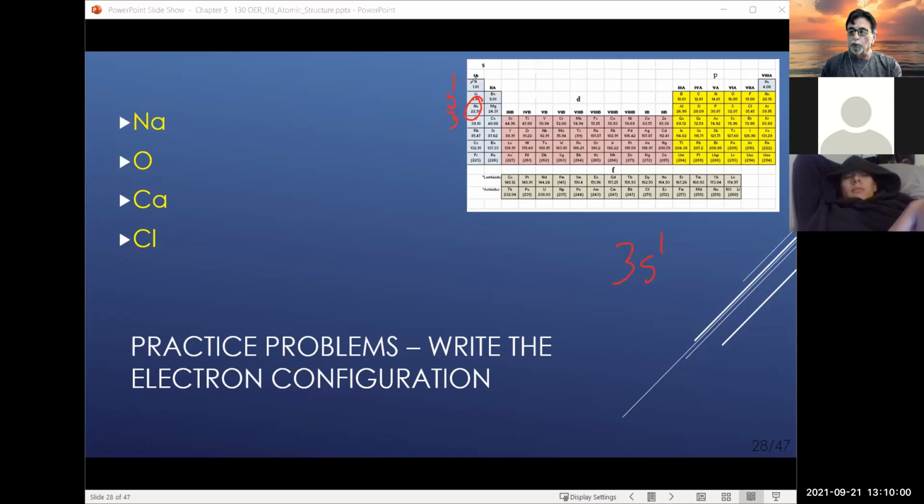That means that everything before it, the 1 and the 2, they're maxed out, right? So we go 1s2, 2s2, 2p6, and bam, you're done. And that's using its position on the periodic table to determine the electron configuration. So 1s2 is full, 2s2 is full, and 2p6 is full. We know that it's in the third energy level, and therefore its one electron is in the S. So it's 3s1, telling you that that valence electron is in the third energy level in the orbit S, and that superscript one tells you there's one.